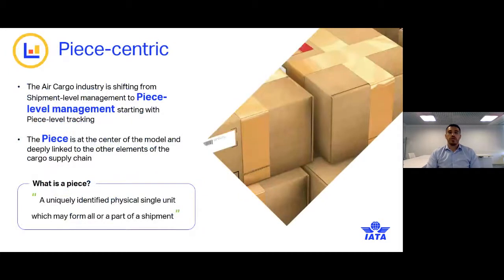To speak a little bit more on each of these pillars, the first one being piece-centric. Basically, the industry today is trying to shift from shipment-level management to piece-level management, and this starts with what we call piece-level tracking. That means that the piece should be, and is, at the center of the model and is deeply linked to the other elements of the cargo supply chain. Just a quick overview of what a piece is. The definition we took in the data model is that a piece is a uniquely identified physical single unit which may form all or part of a shipment. So it's really the central element of the data model today.